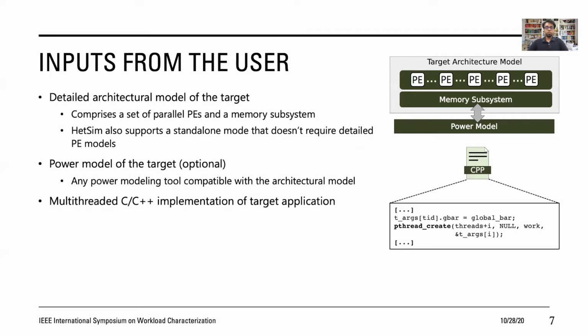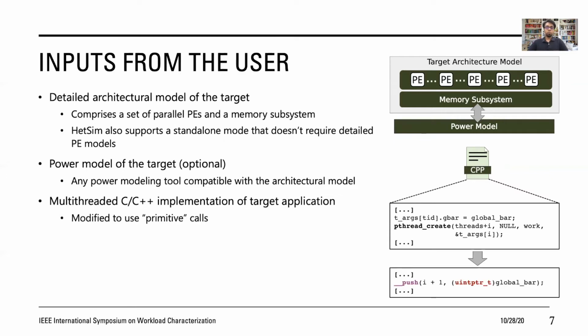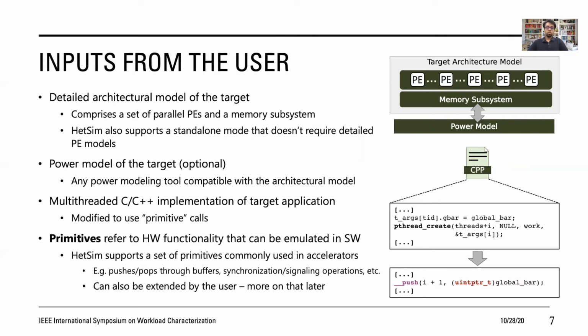Next, a multi-threaded version of the target application is implemented using C or C++. This could be an example of a 2D convolution for a DNN accelerator target. The code is then modified to use HetSim primitives, as shown here, where we push data through a word queue instead of passing it through a software construct. In this context, we define primitives as hardware functionality that can be emulated in software, and examples of those could be word queue push operation, as is shown in the example here.